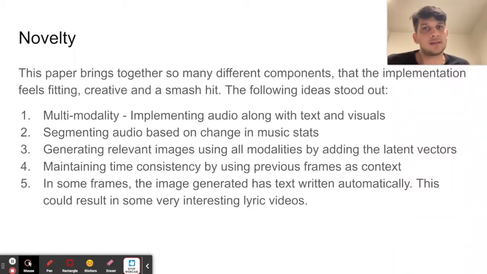So this paper brings together so many different components that the implementation feels fitting, creative, and a smash hit. The following ideas stood out to me: multi-modality, implementing audio along with text and visuals; segmenting audio based on change in music stats; generating relevant images using all modalities by adding the latent vectors; maintaining the time consistency by using previous frames as context. In some frames, the image generated has text written automatically. If you see the video that I'll post, it has text on certain frames. This could result in some very interesting lyric videos.